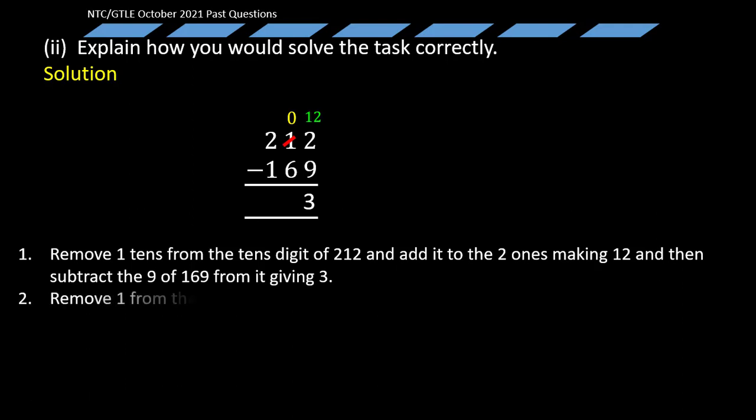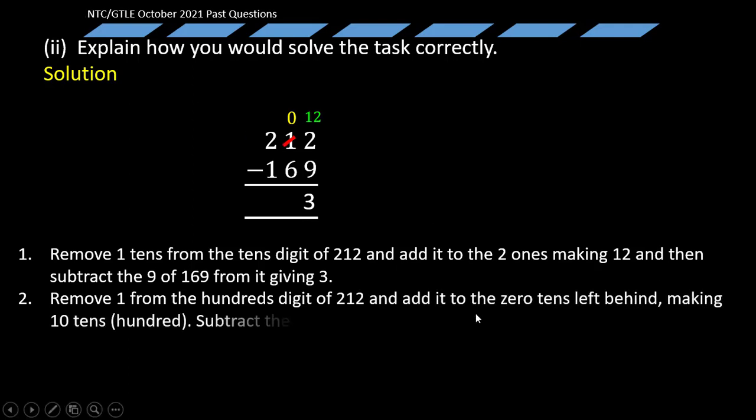Now the second step, you remove 1 from the hundredths digit of 212 again and add it to the 0 tens left behind, making 10 tens. That's what 10 tens is, simply 100. Subtract the 6 of 169 from the 10 tens, resulting in 4.